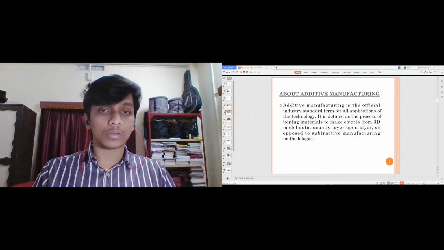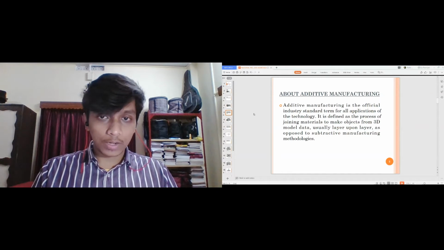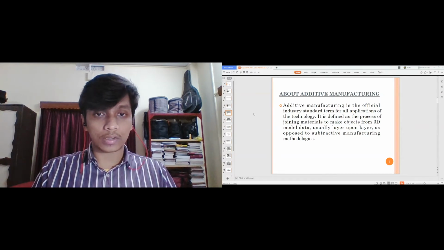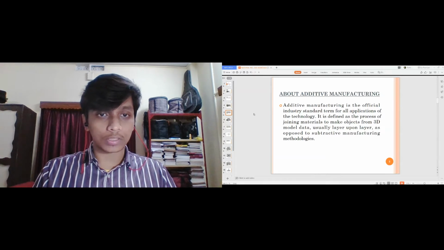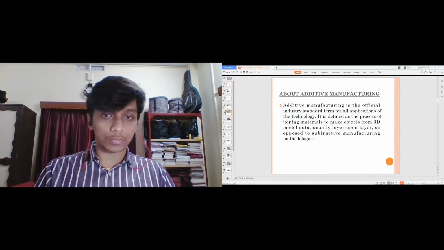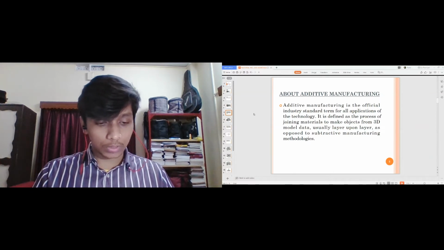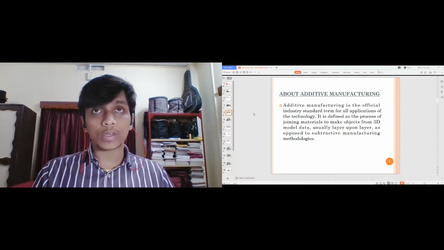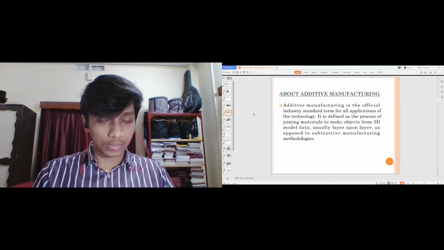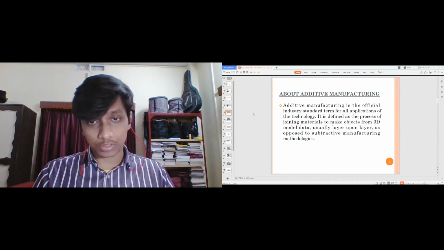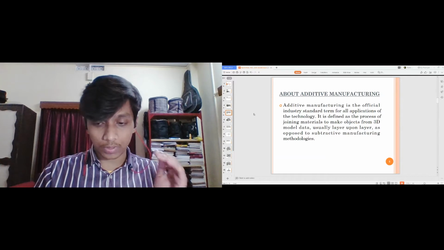Now, let's explain what additive manufacturing is. Additive manufacturing is the official industry standard term given for all the applications of the technology. It is defined as the process of joining materials to make objects from 3D model data, usually layer upon layer, as opposed to subtractive manufacturing methodologies. Additive manufacturing or additive layer manufacturing is the industrial production name for 3D printing, a computer-controlled process that creates three-dimensional objects by depositing materials, usually layer above a layer.